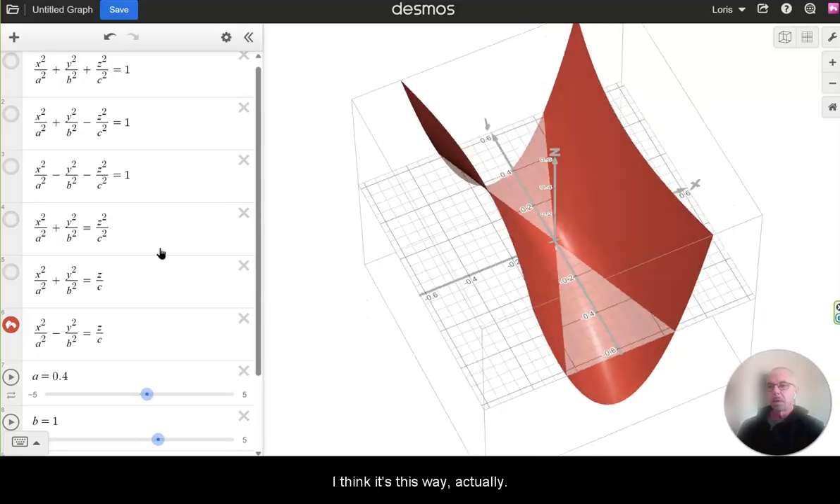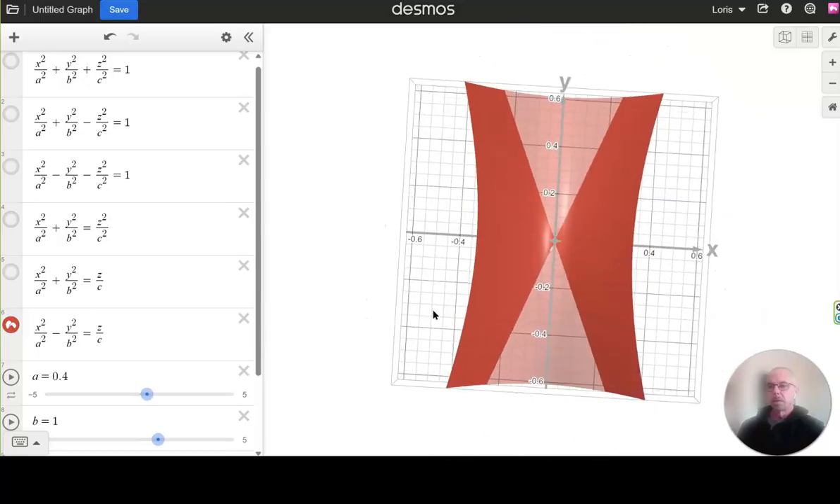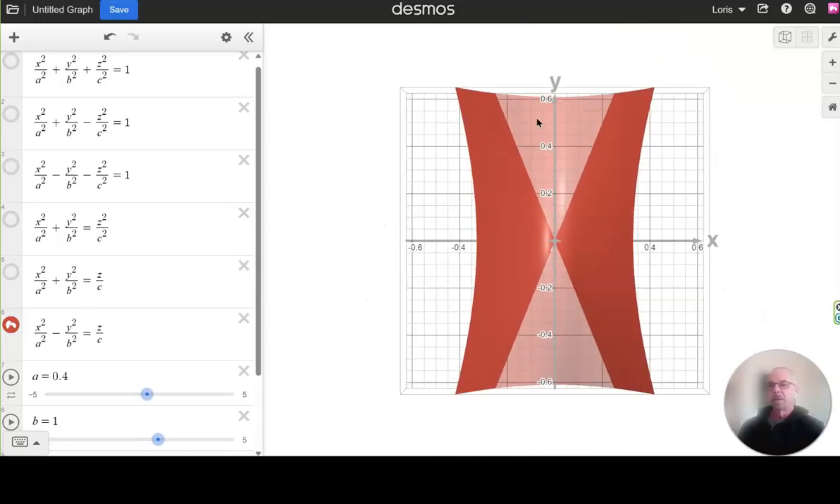I think it's this way, actually. Yeah, there we go. So x equals y and x equals negative y. All right, so that's going to form two lines. Now, when I allow y to be 0, I'm going to get z equals x squared.